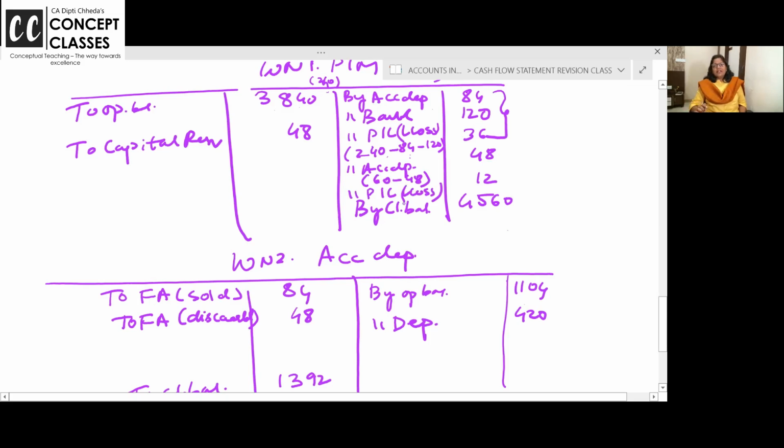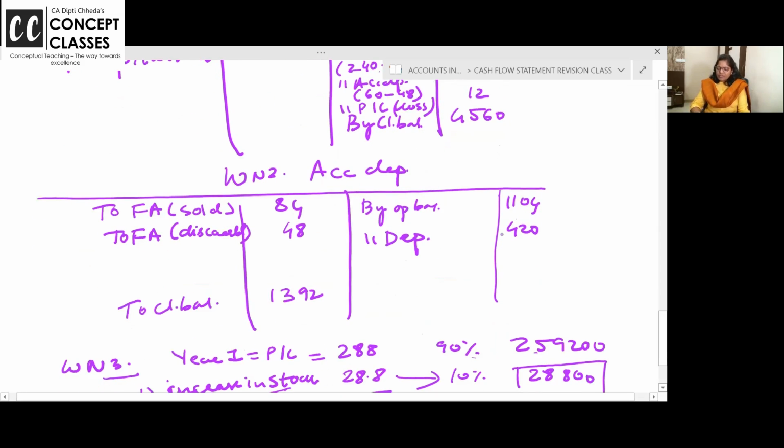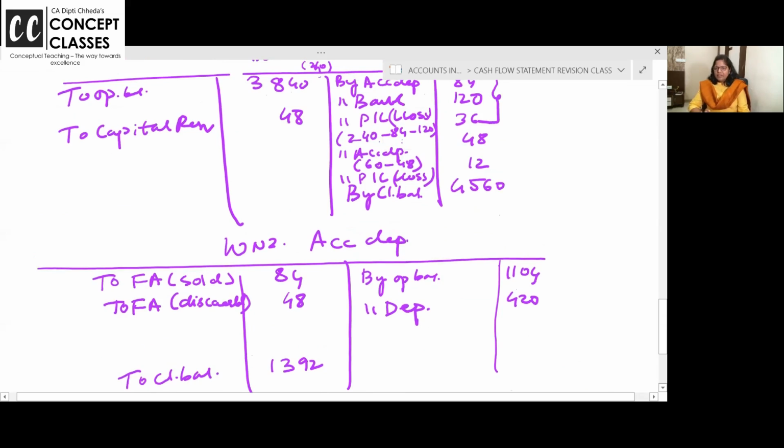Nothing has come. You have sold the first asset for 120. The second asset is just discarded. So what's the use of carrying accumulated depreciation 1104? 84 asset is sold, remove it. 48 asset is sold, remove it. Okay? Right. There are many fill in the blanks here. I hope you are getting how I am doing.